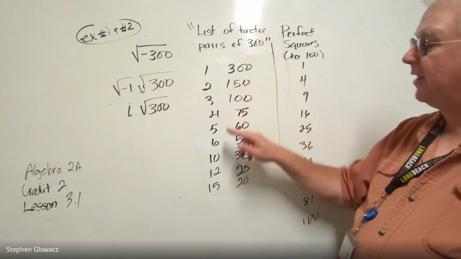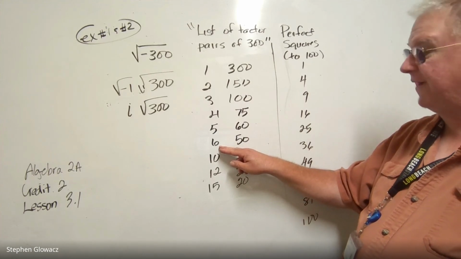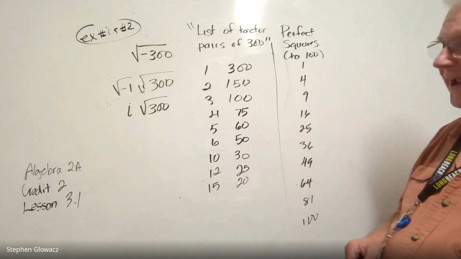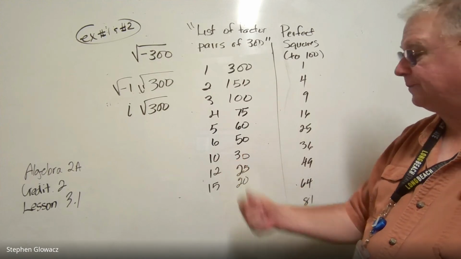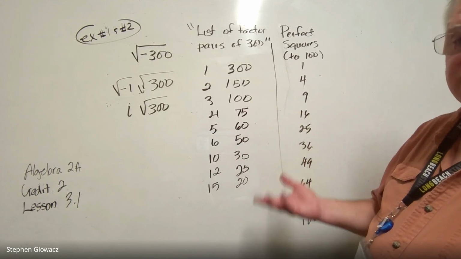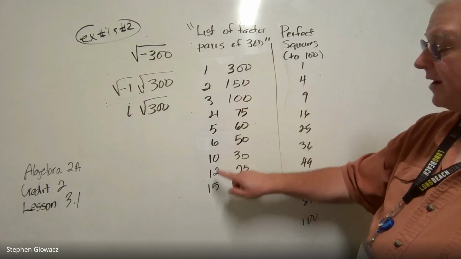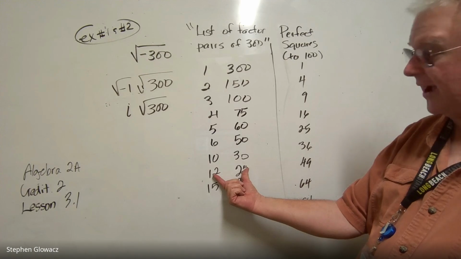Now, if you divide 300 by 7, you'll get a decimal. So we know 7 is not a factor. And the same thing also for 8 and 9. 300 divided by 10 is 30, so 10 and 30 are a factor pair. 300 divided by 11 gives us a decimal. 300 divided by 12 gives us 25, so 12 and 25 are a factor pair.